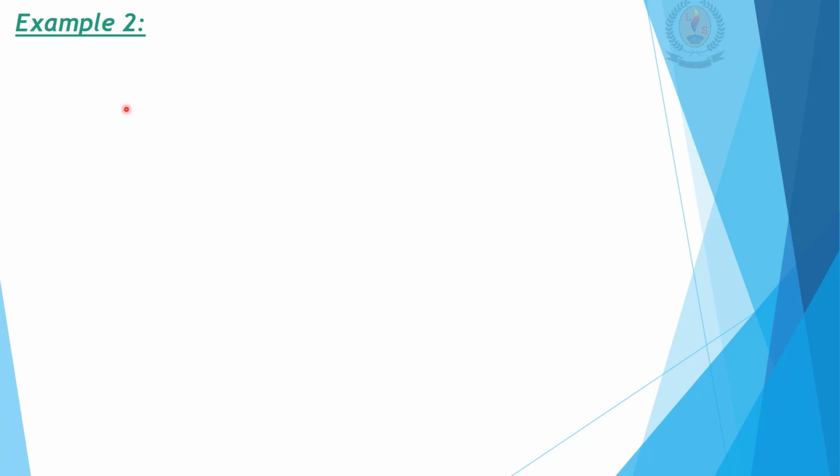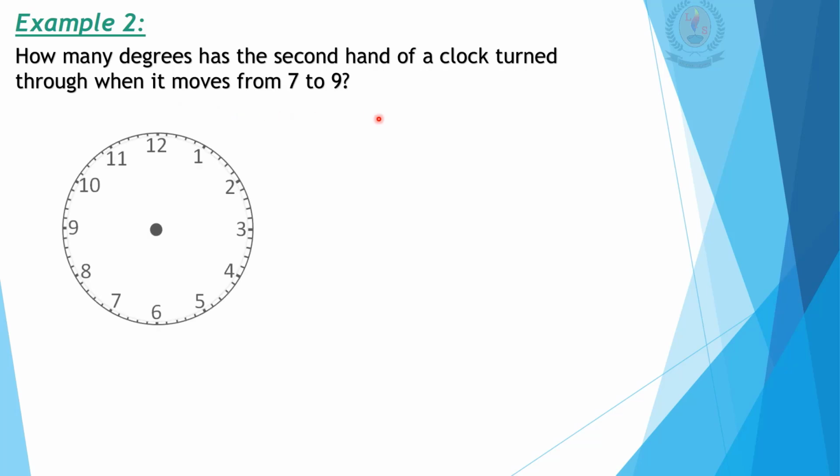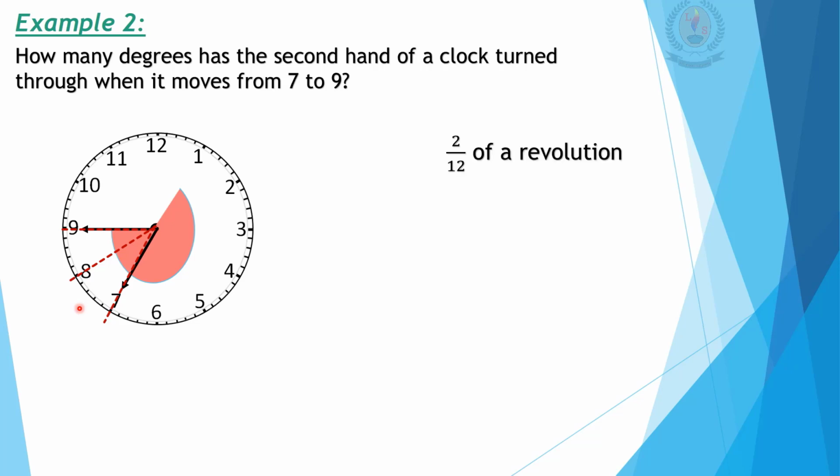We'll see this example even. How many degrees has the second hand of a clock turned through when it moves from 7 to 9? This is the clock face. Second hand moves from 7 to 9. Here, can you tell me what fraction of revolution this is? Yes, here you can see 1 and 2. The fraction of revolution is 2 over 12.